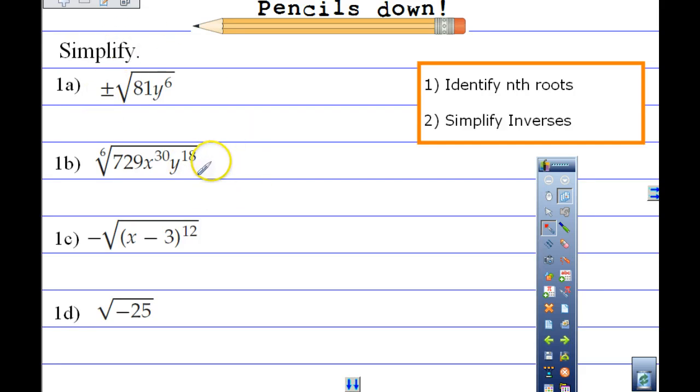1b, this is a good one. So how would you simplify this? What does this mean? 6th root of 729. What does that equal? Put that in your calculator and see what you get.